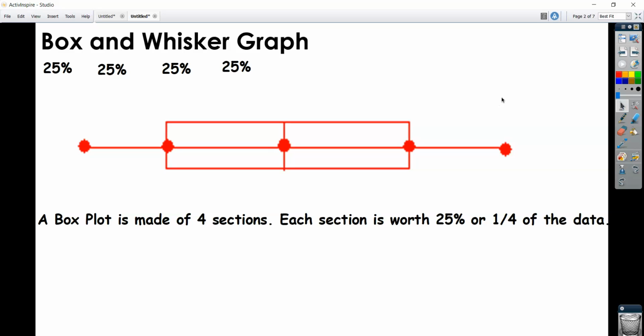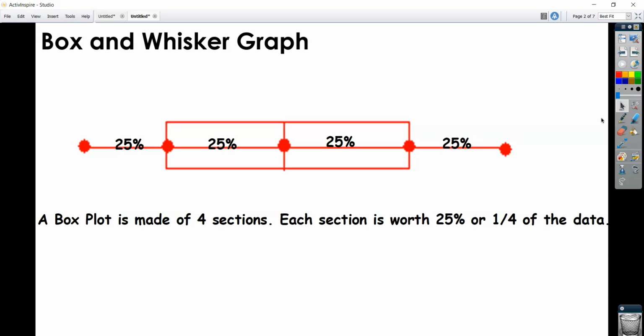And each section of a box and whisker plot represents 25% of the data. So 25% of the data is going to be located in that whisker. 25% of the data is going to be located in this first box, 25% here, and then also 25% in that whisker on the end. So each section represents 25% of the data. That's something important for you guys to realize when you start interpreting and answering some of these questions.